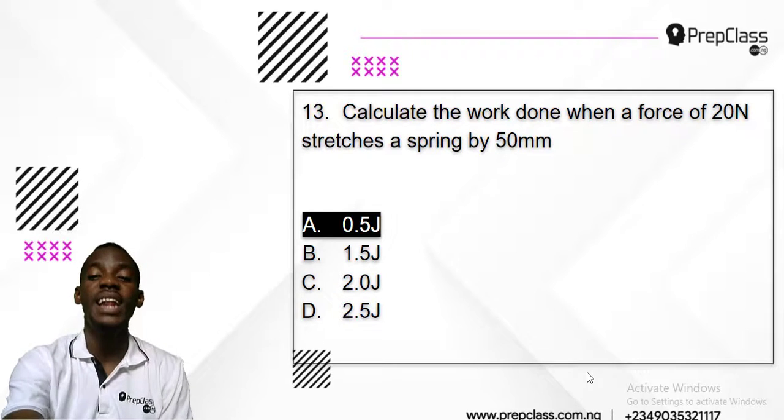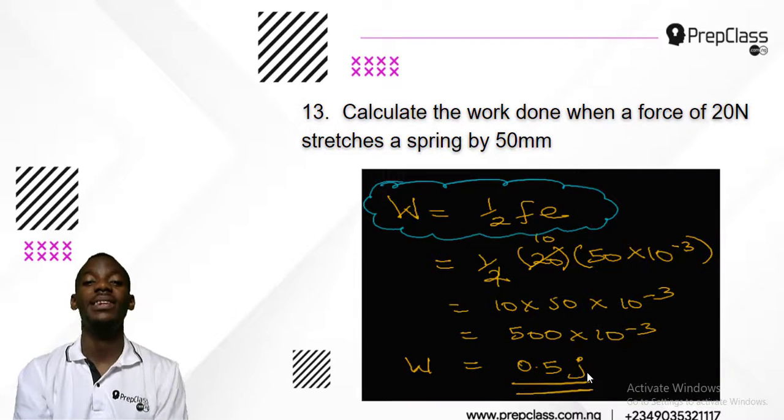Don't forget the formula for anything work in an elastic material like spring or rubber. It is just 1/2 Fe, and that is just the formula. It can also be given as 1/2 Ke squared, but in this case it is 1/2 Fe, and that is the formula for work in an elastic material.